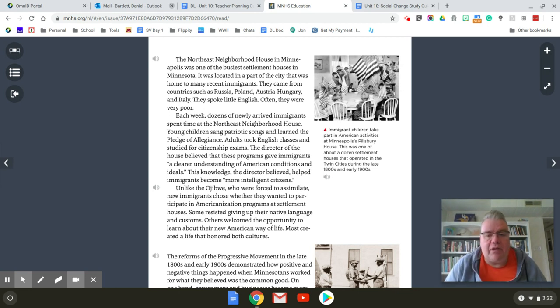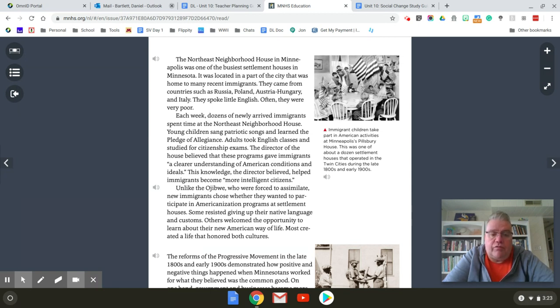Young children sang patriotic songs and learned the Pledge of Allegiance. Adults took English classes and studied for citizenship exams. The director of the house believed that these programs gave immigrants a clearer understanding of American conditions and ideals. This knowledge, the director believed, helped immigrants become more intelligent citizens.